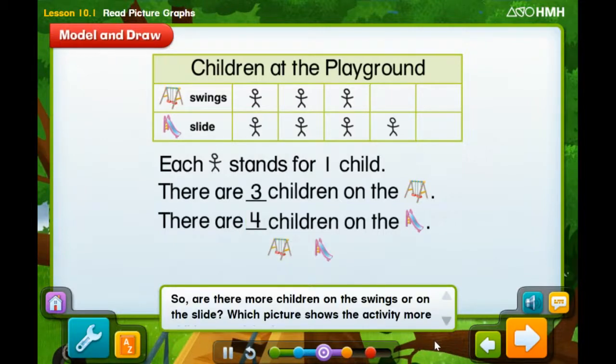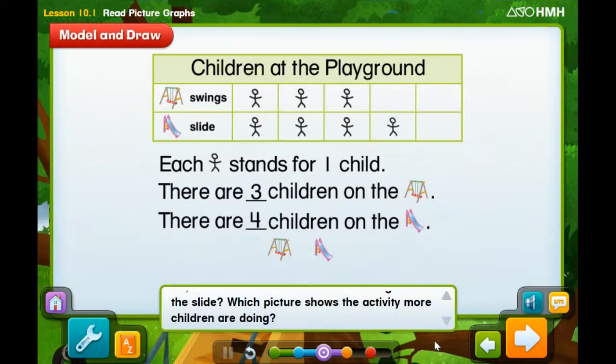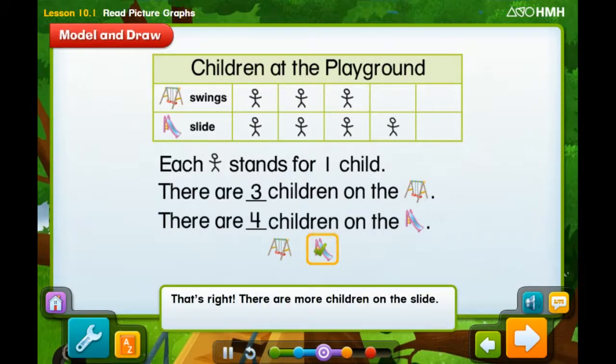So are there more children on the swings or on the slide? Which picture shows the activity more children are doing? That's right. There are more children on the slide. How do you know that there are more children on the slide than on the swings? 4 is greater than 3, so more children are on the slide.